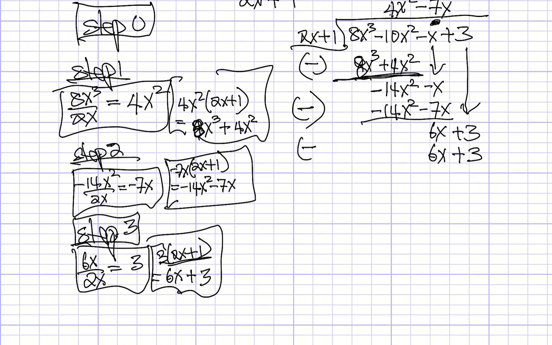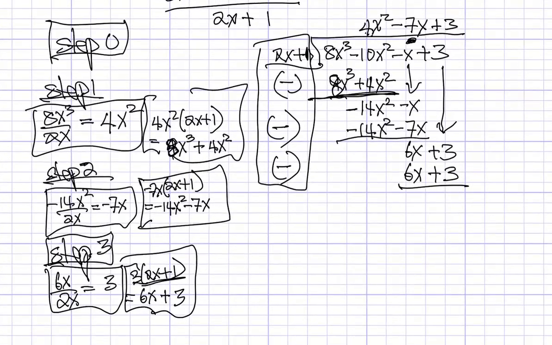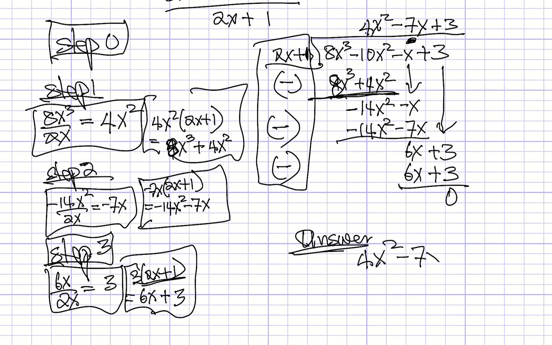And then you subtract again. Okay, I like to line my subtraction up like that. Let's put that here. So once you do that, you put plus 3 here. That's what we got. You're going to subtract, and everything cancels out until you get 0. So the answer we got is 4x squared minus 7x plus 3. There's no remainder. You see that, right?